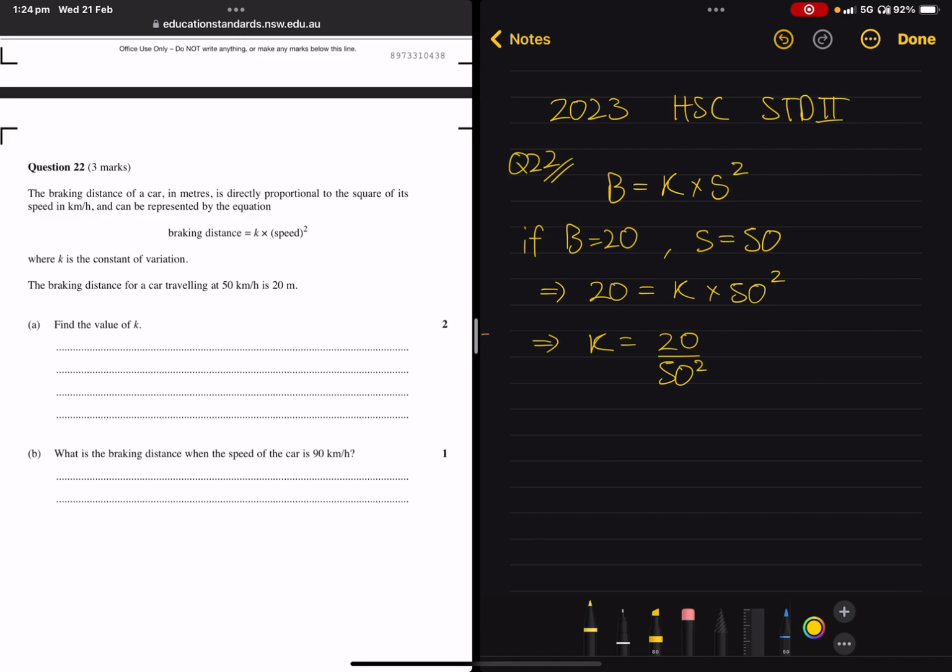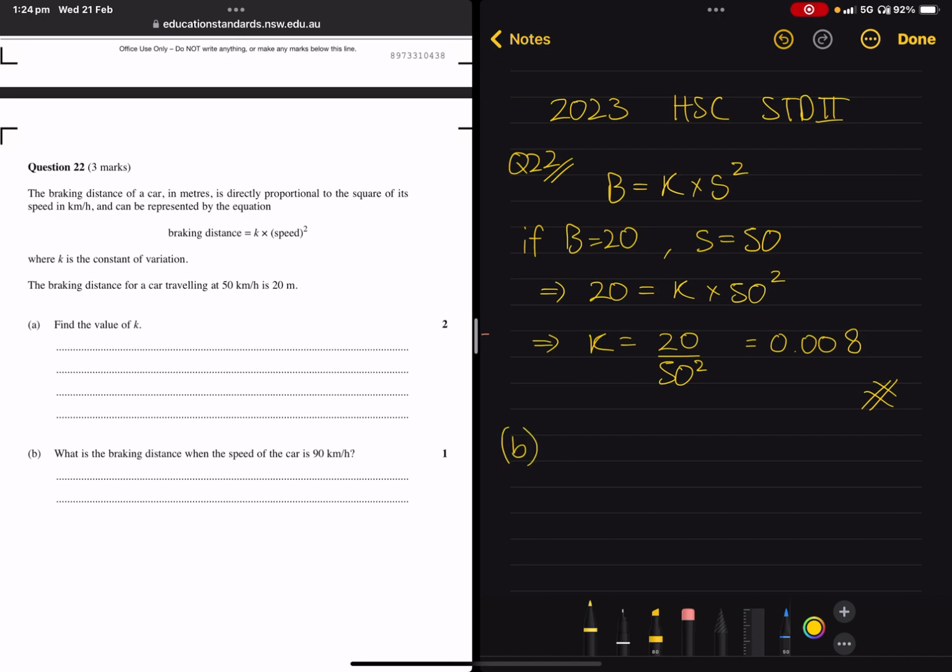Now, we could just decimal approximate this. That's going to be a sensible way to go here. 20 divided by 50 squared is 1 on 125, which is 0.008. So this is the value for K, and this is the answer to part A.